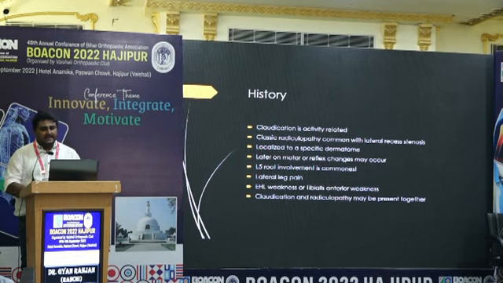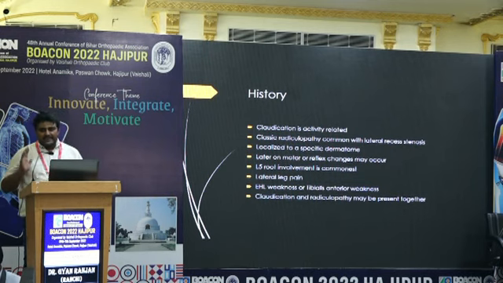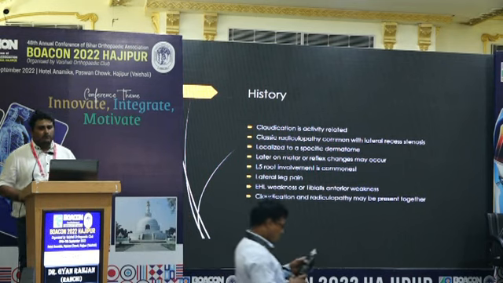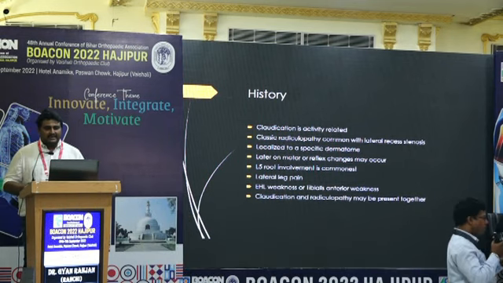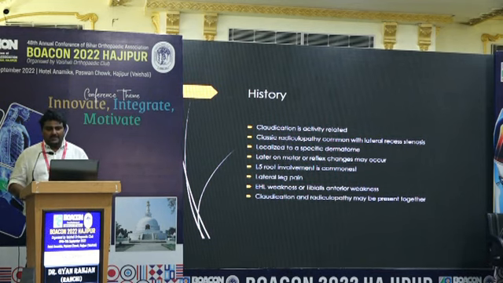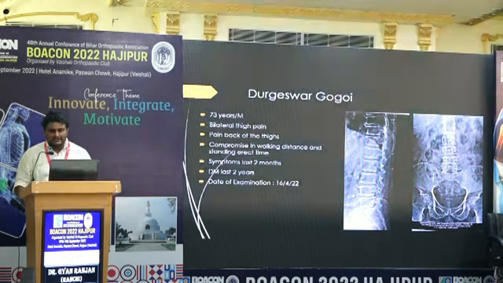So claudication is posture related. Classically, radiculopathy is common with lateral recess stenosis, localized to a specific dermatome. Later on, motor and reflex changes may occur. L5 root involvement is the commonest: lateral leg pain, EHL weakness, and tibialis anterior weakness, which is very commonly seen. Claudication and radiculopathy may be present together. These are a few cases we can see in this.